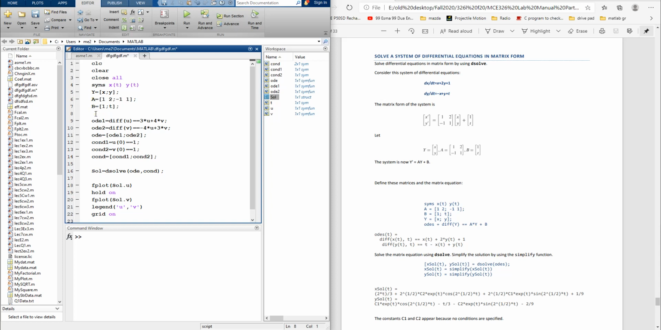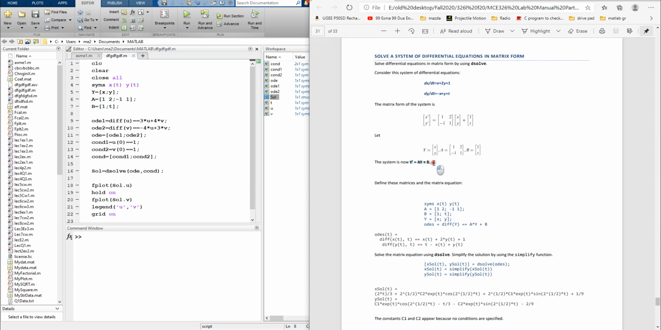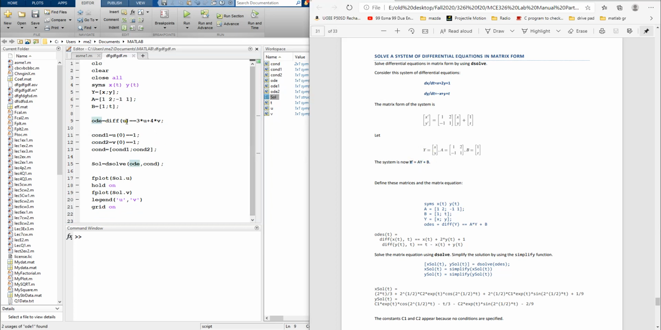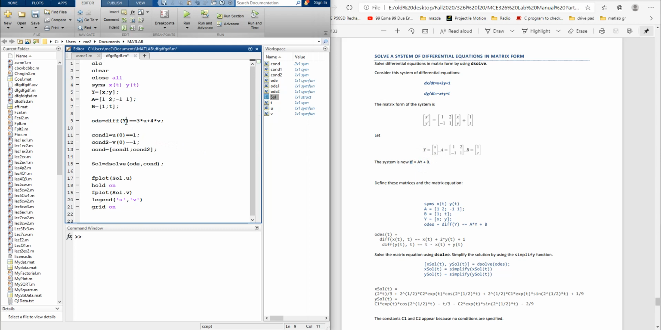Okay, so we have Y capital, A, B. Now, we want to write the equation in a form, so we can write ODE. Let me delete all of these because we have just one ODE. Say that ODE equals, as you see, Y prime, which is diff of Y capital. Take care, because we have y small and we have Y capital. Y capital is the vector containing x and y small. So diff of Y equals A capital times Y capital plus B capital.